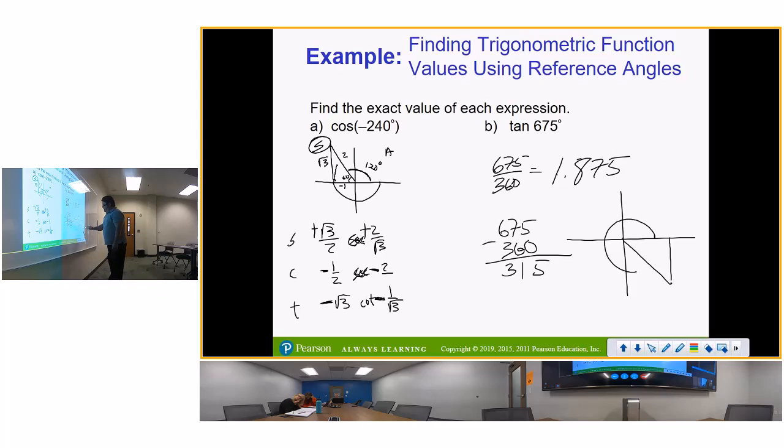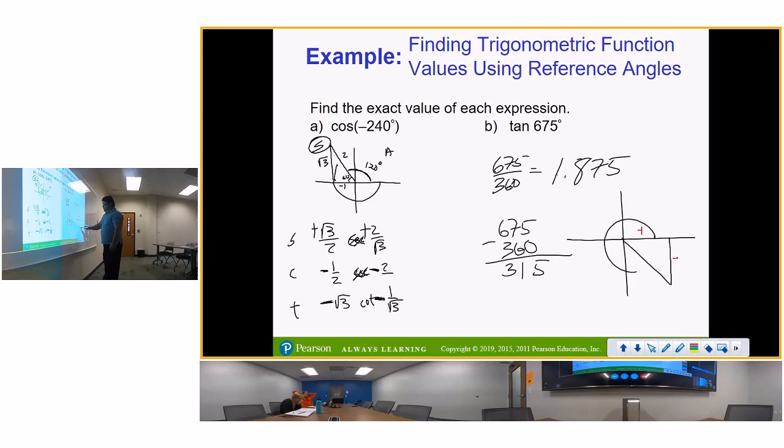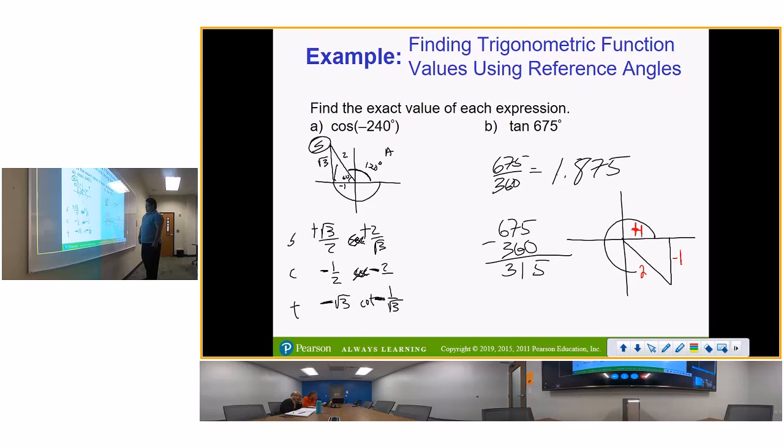So I'm going to draw it. And then I'm going to use red here. And that's going to be a positive, and that's going to be a negative, and that's going to be, of course, square root of 2. So that's going to be what? Positive 1 and negative 1.